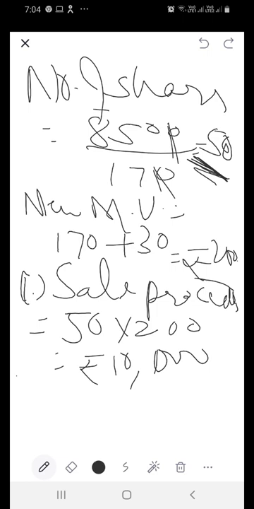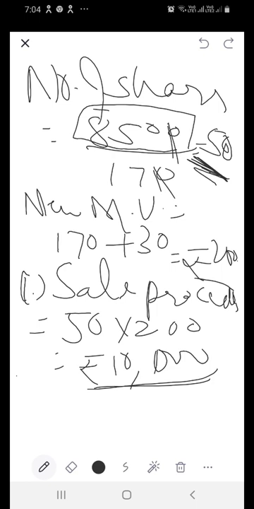And how much did he invest in the first company? 8,500. So it means after selling the shares, he is getting a profit. Now what does he do with this sale proceeds? He invests the proceeds in a second company whose quotations are dividend 12%, nominal value 100 rupees, market value 125.